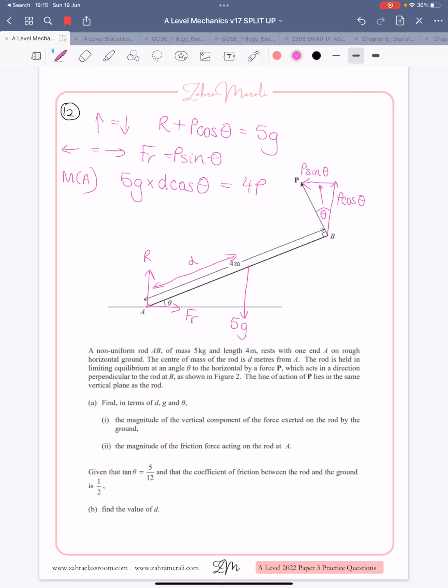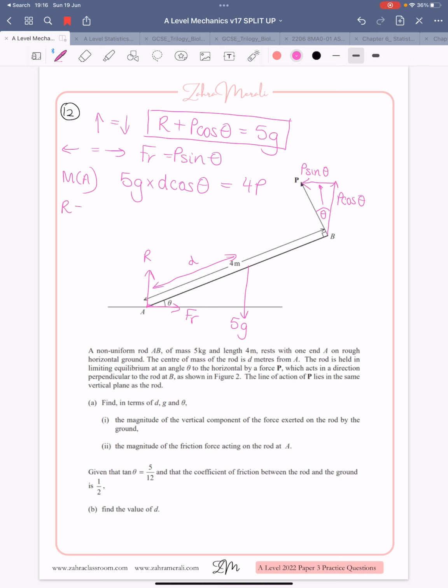And that's without me even reading through the question. What is it asking for? It's asking for the magnitude of the vertical component of the force on the ground. So essentially it's asking me to get an expression for R and for F R. Okay. And in terms of d, G, and theta. So we're going to have lots of things in that. Right. So I'm going to rearrange this equation to make R the subject of the formula. And then I can figure out what I'm going to substitute in.